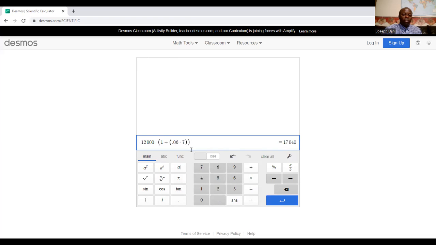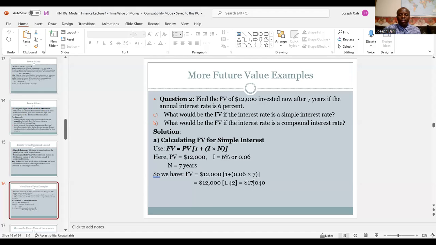So 17,040 will be the answer. Let me write it down. $17,040. So you can see it from here. $17,040. So if this is simple interest, that's the answer. That's how much it would be. In other words, the future value of $12,000 invested now in 7 years' time, if it's a simple interest, would be $17,040.